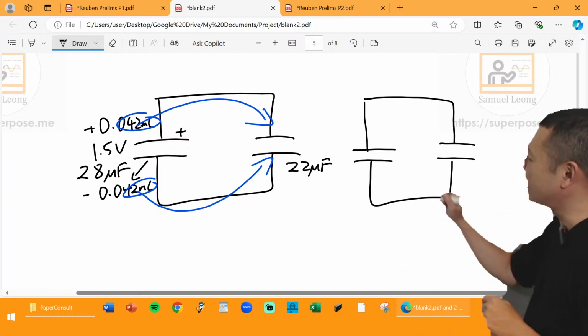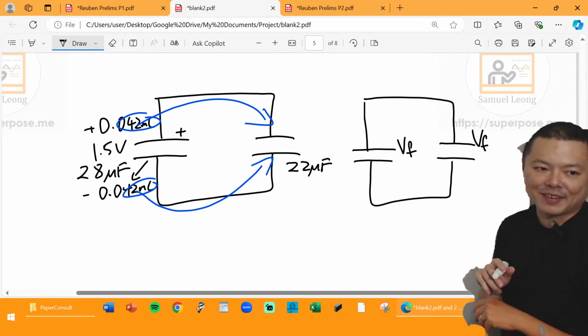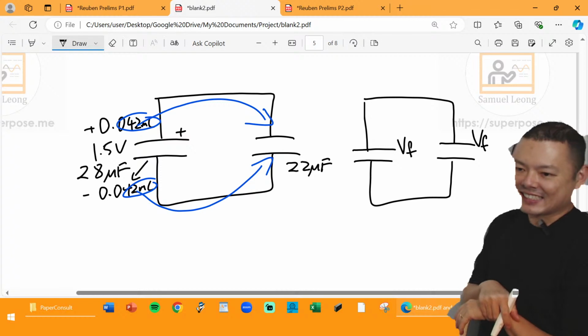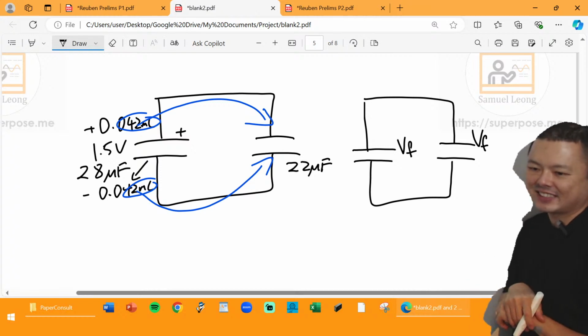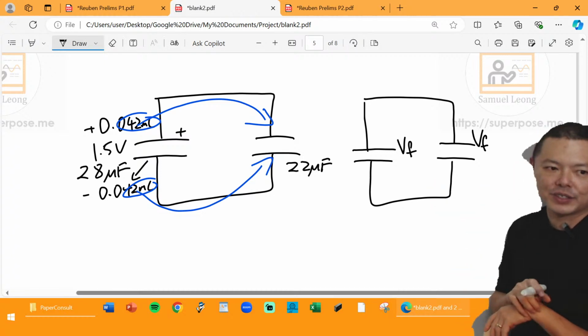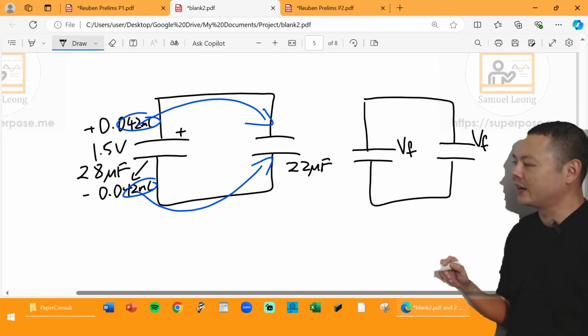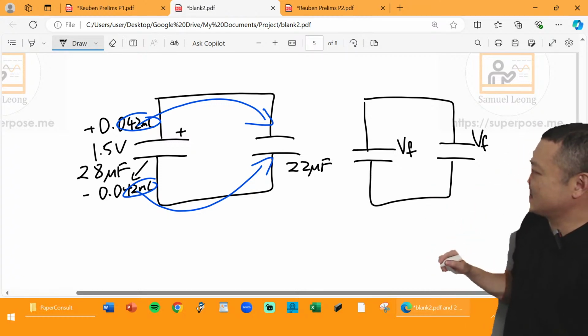But we don't know what it is, right? So it's VF. I'm assuming that's what the question asks. I never really read the question. Okay, it's asking for the final voltage. They asked for the energy transfer, but no choice, you have to find the final voltage first. No matter what, you still have to find the final voltage. Okay? So now the thing is this.